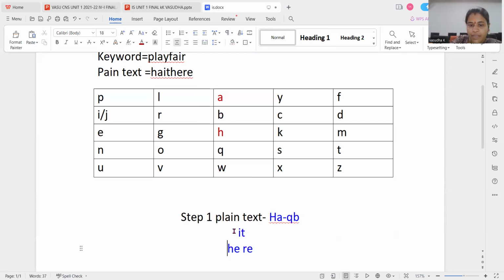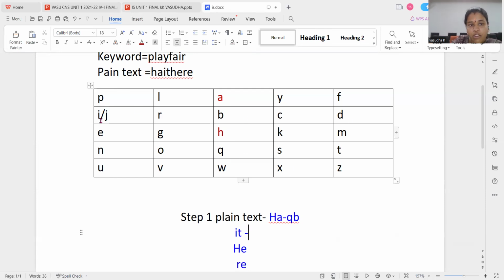Next, for the two-letter pairs we have divided, we are now converting them into the ciphertext. For HA, it is QB. How did we get this QB? H and A are both in the same column of the 5 by 5 matrix. If they are in the same column, we need to take the next element of each. For A, it is B. For H, it is Q.